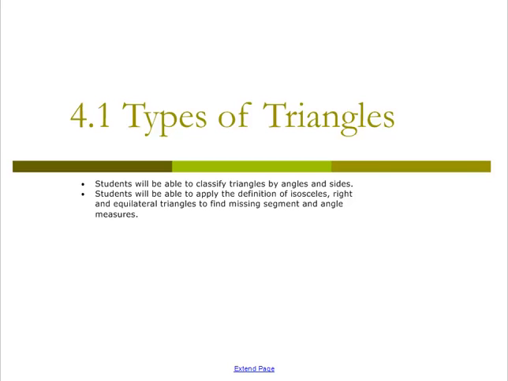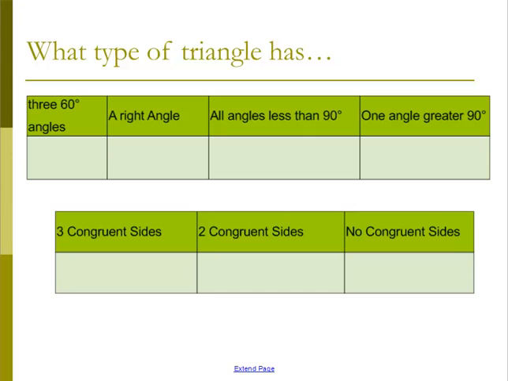All right, so chapter 4 is all about triangles, nothing but triangles. So we're going to start section 4.1 by naming the different types of triangles. We classify triangles in one of two ways. We look at their angles or we look at their sides. Some of these you have seen before, some of them might be new.